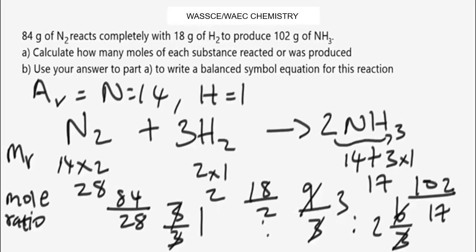So for the A part of this question that says, calculate how many moles of each substance reacted or was produced. For the mole of nitrogen gas, we have it to be 1. The mole of hydrogen gas, we have it to be 3, and the mole of ammonia, we have it to be 2. So that's what we're going to write. Then for the balanced chemical equation, this is what we're going to present. Okay, so that's it for this question.